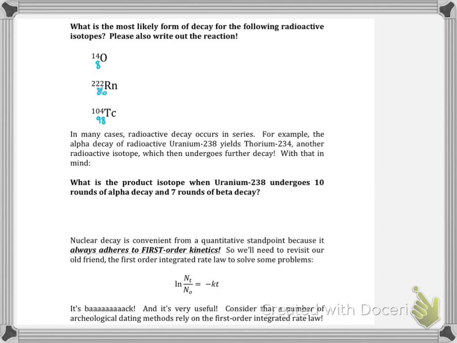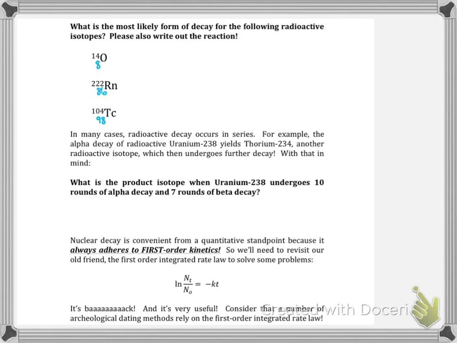So here on this next slide, we're going to start predicting for different elements what type of decay they're going to undergo, and then write the reaction for that decay. And so our first example is oxygen-14. So I just looked at the periodic table and found what its atomic number is, which is 8. So it has 8 protons, meaning that it must have 6 neutrons. And to figure out what kind of decay this is, I'm going to look at the mass from the periodic table.